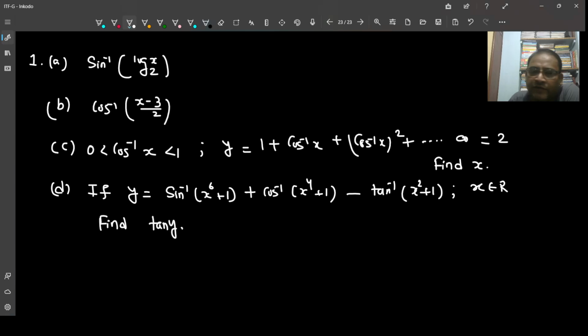Question number 1. First we have very simple questions. Question number 1 part A. Sine inverse of log of x base 2 is given, so we have to find the domain of this function. Okay, so now notice the solution one by one.